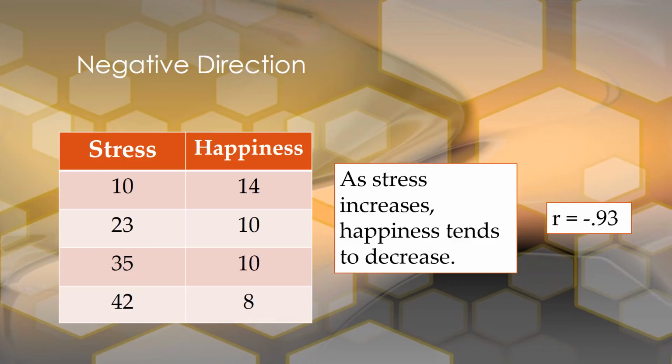So remember, when we're looking at the Pearson correlation coefficient, the strength doesn't depend on the positive or the negative. It depends on the number part. This is a pretty strong correlation. It's a little bit weaker than the 0.98, but it's still pretty strong. And this is a negative direction.